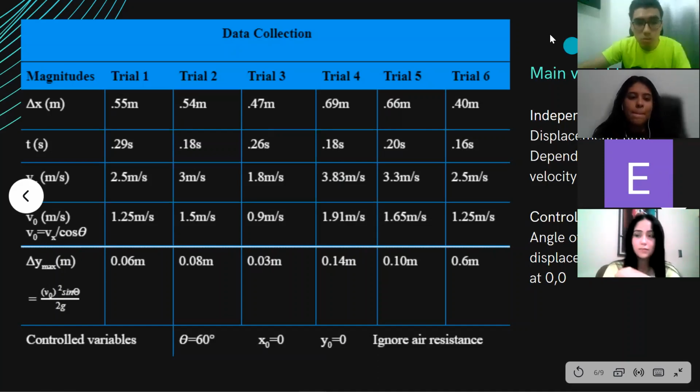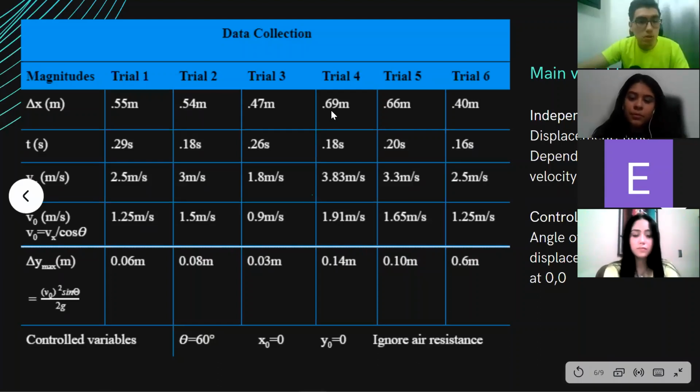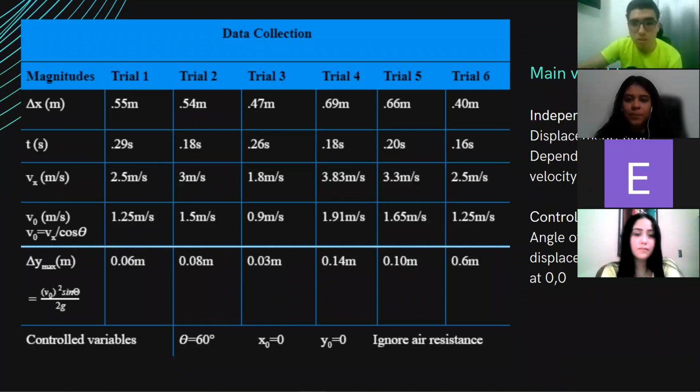And obviously we had to use some control variables: the angle was 60 degrees, the initial displacement and height were fixed to 0, and we ignored the air resistance in this experiment. The purpose was to compare both the fixed initial velocity and the calculated one in this table.